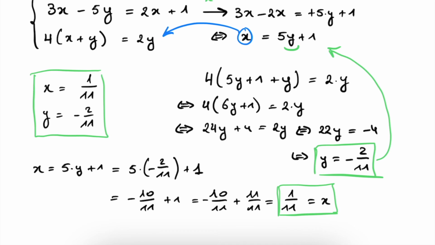What I leave to you now is to check whether this is indeed the correct result. By filling in x is equal to 1 over 11 and y is equal to minus 2 over 11, in our initial exercise, we will see that these equality signs are indeed true and that we didn't make any mistakes.